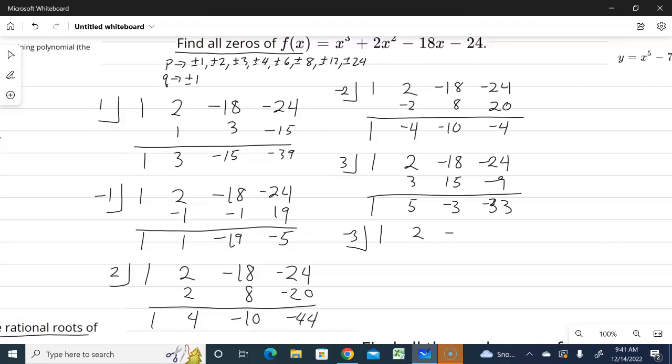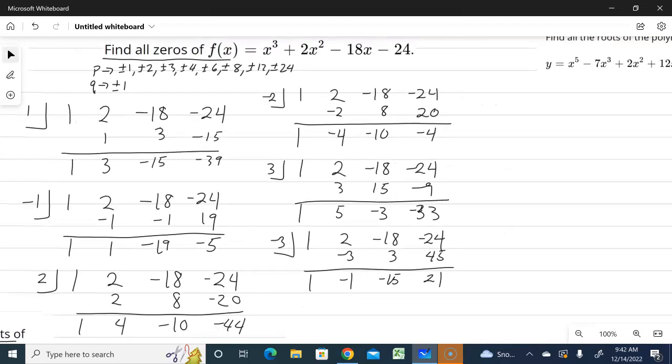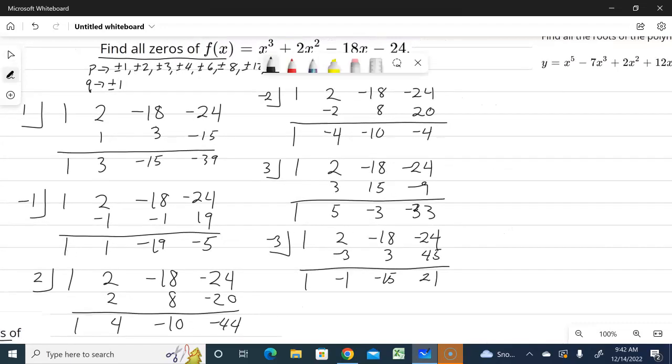1, 2, negative 18, negative 24. 1, negative 3, negative 1, 3, negative 15, 45, 21. Negative 3 did not work. That means I'm on to the magical number 4. Move my screen a little bit. See if we can find another one. That might work. We haven't found one yet. We're going to keep trying though.